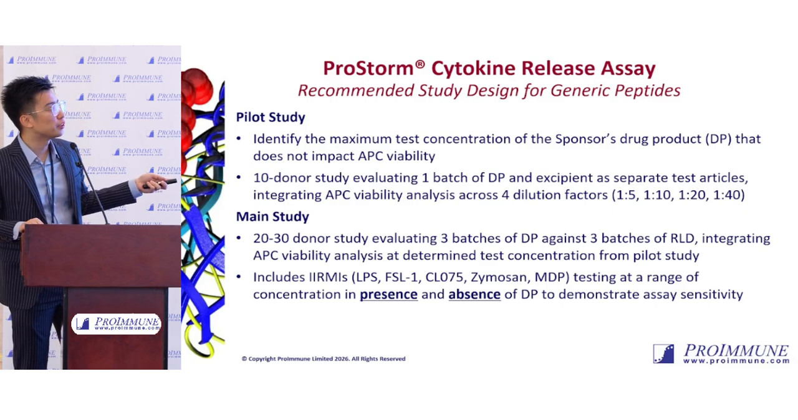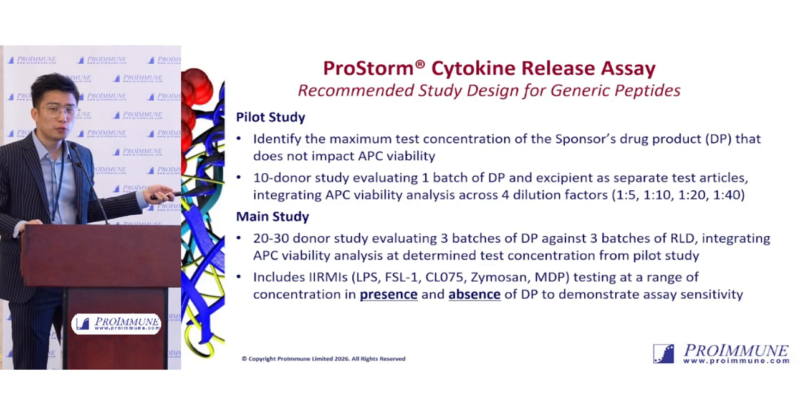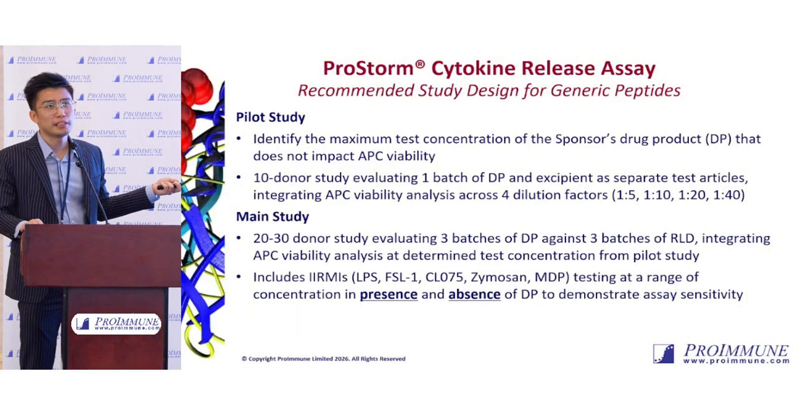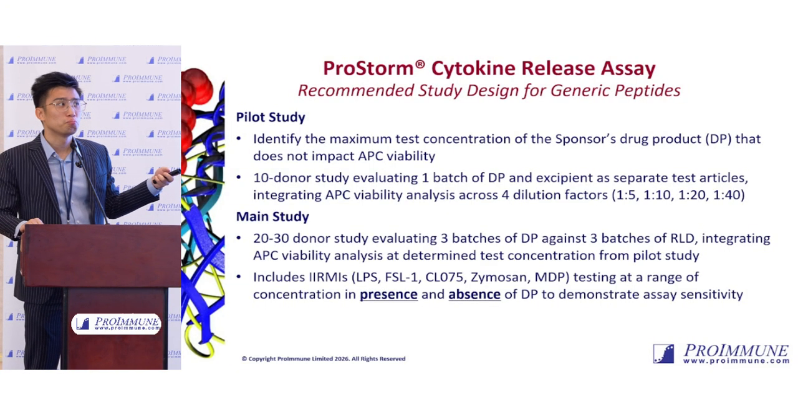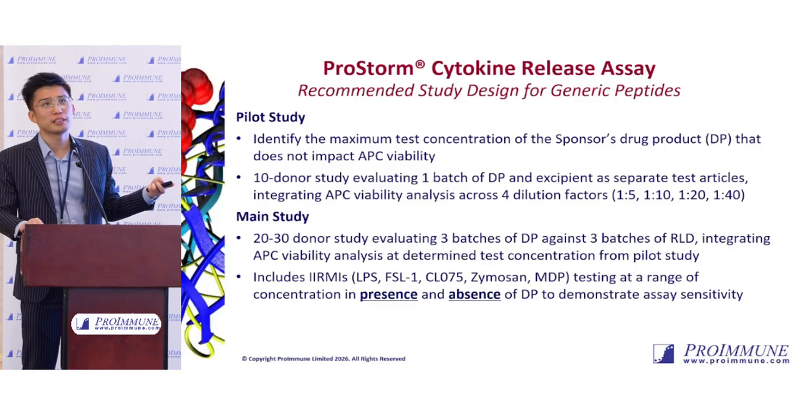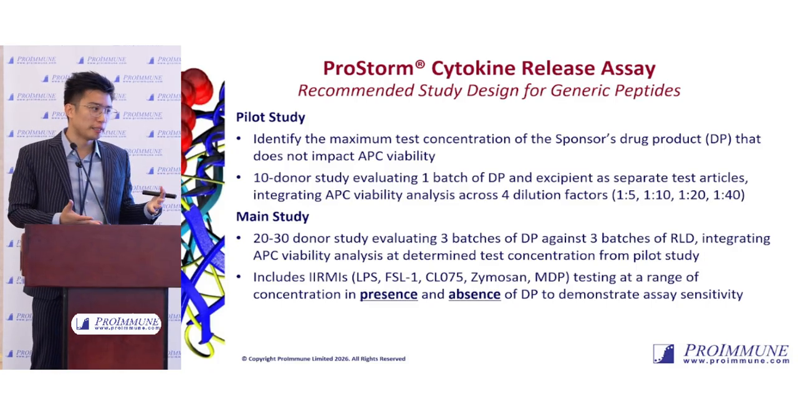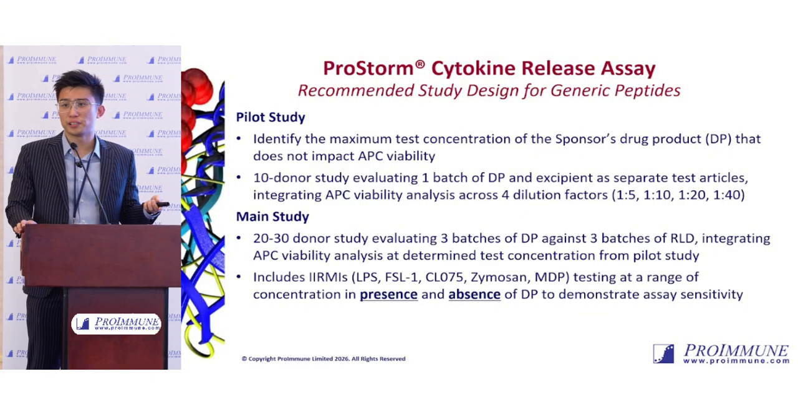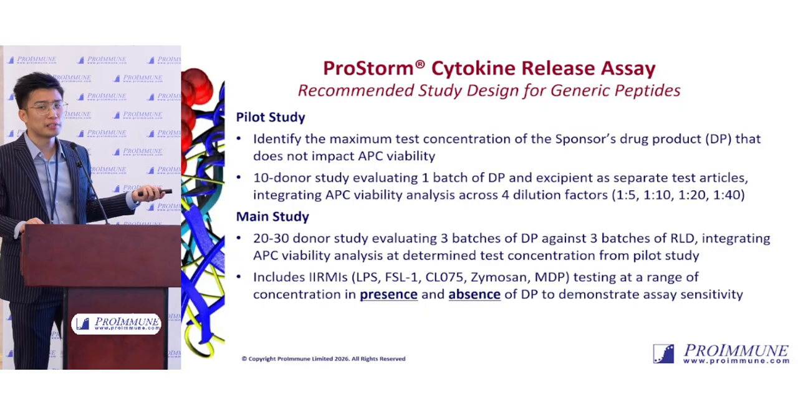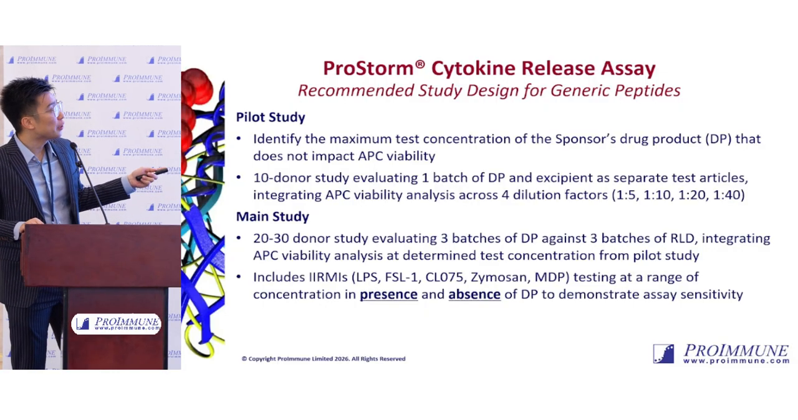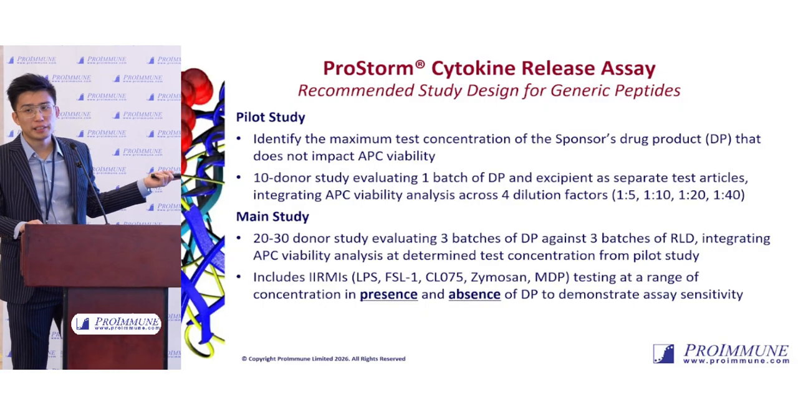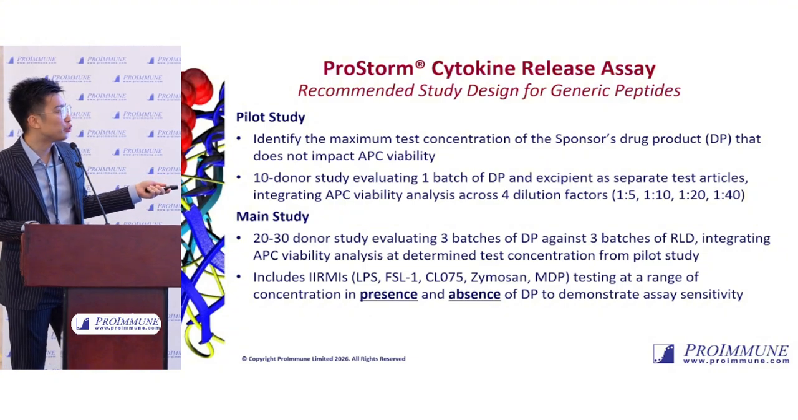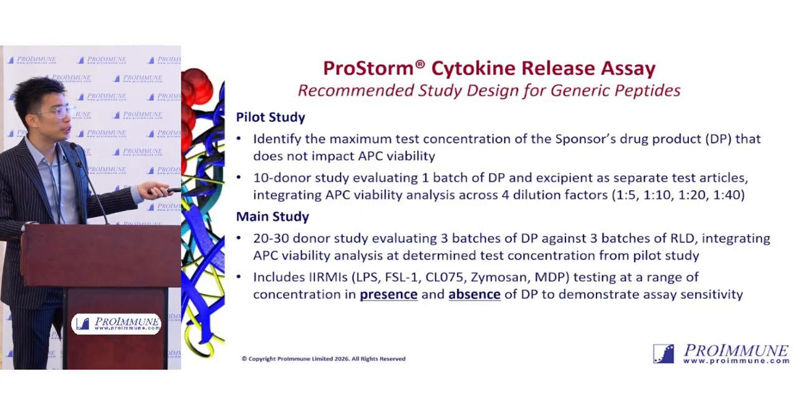So we test across 4 dilution factors, and we also recommend including the excipient itself as a test article, just to see if you do see any cytokine response. It will be good to understand whether that's coming from the formulated drug product itself, or whether it also comes from the excipient, the formulation buffer itself. It will be good to have that information when that happens. After you have identified the concentration, the next thing is the main study. That's where you need a larger cohort of 20 to 30 donors, and then you evaluate 3 batches of drug product against the 3 batches of RLD.